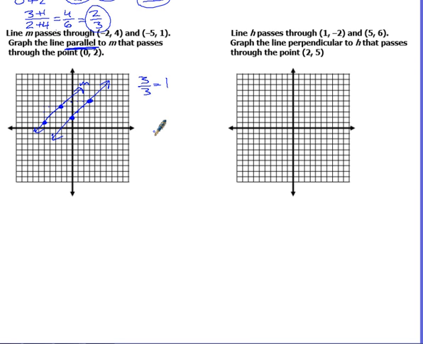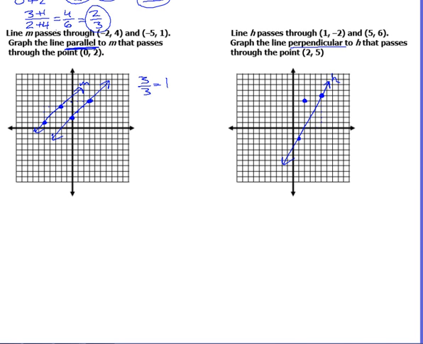Parallel line. The next example is the same thing, but instead of doing parallel, now we're going to do perpendicular. So we have a line passing through the point 1, -2, and 5, 6. So here's my line. We call that line H. Now we want to graph the line perpendicular to line H that passes through the point 2, 5. So 1, 2, 1, 2, 3, 4, 5.